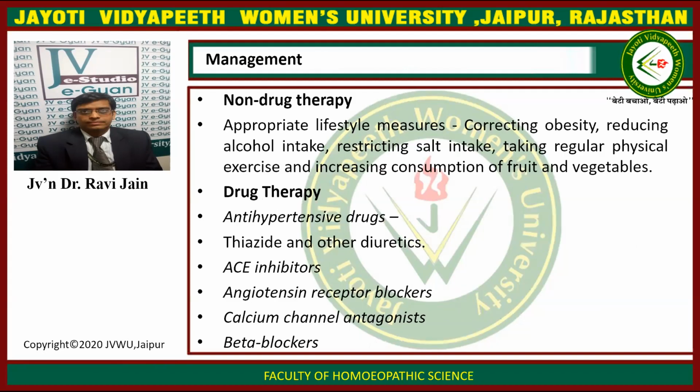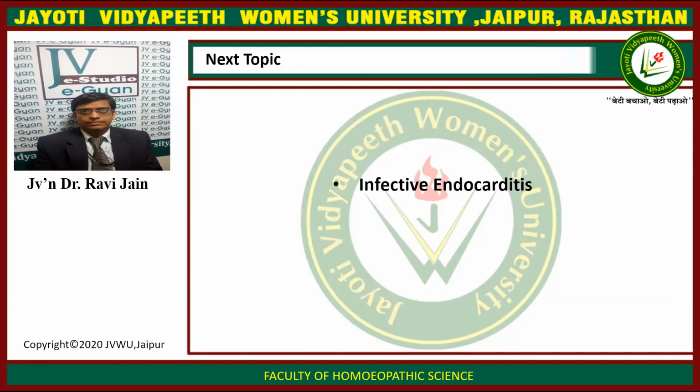Now, how will you manage a case of hypertension? There are two methods. Number one is non-drug therapy, and the second one is drug therapy. In non-drug therapy, when you are not giving any medicine, you have to ask the patient to take appropriate lifestyle measures like correcting obesity, reducing alcohol intake, restricting salt intake, taking regular physical exercise, and increasing consumption of fruits and vegetables. There are various drug therapies, antihypertensive drugs, that include thiazides and other diuretics, ACE inhibitors, angiotensin receptor blockers, calcium channel blockers, and beta blockers. So this was all about hypertension.